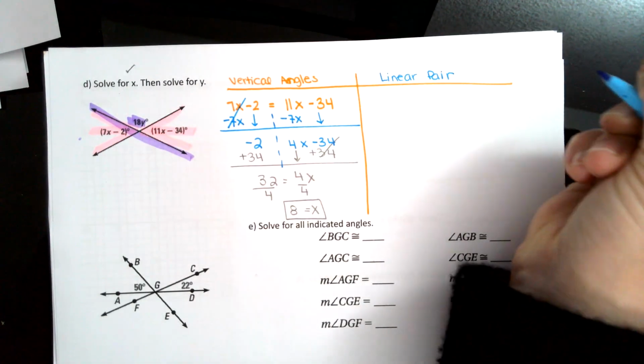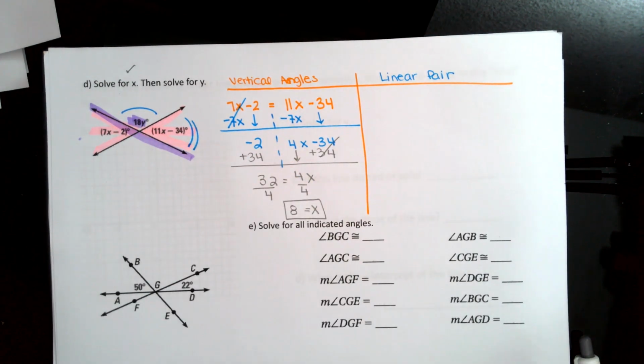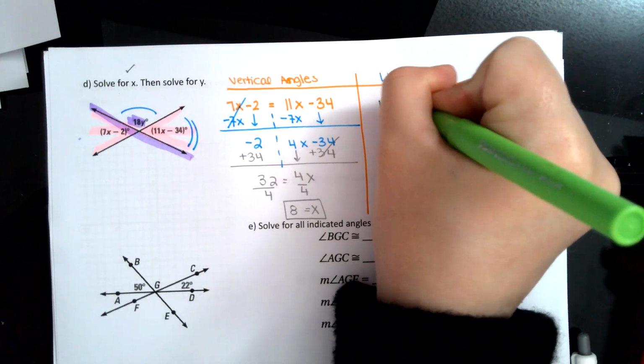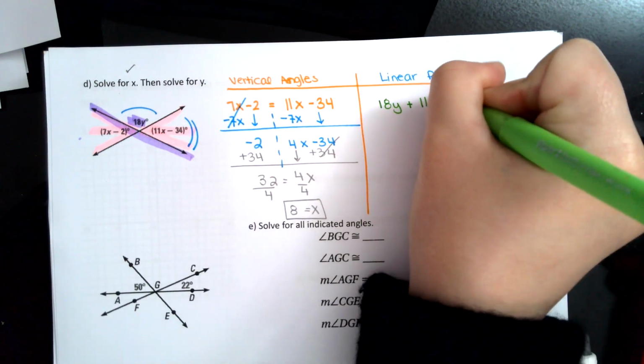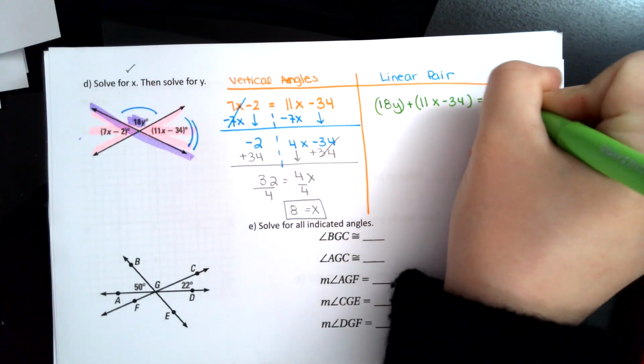Okay, what does it mean to be a linear pair? Well, they're angles that form a line. Okay, well, what does it mean for angles to form a line? Well, that means they are supplementary. What does it mean to be supplementary? It means that they are equal to 180 degrees. So we get 18y plus 11x minus 34. That's equal to 180 degrees.